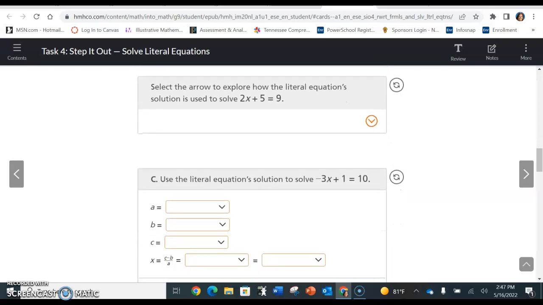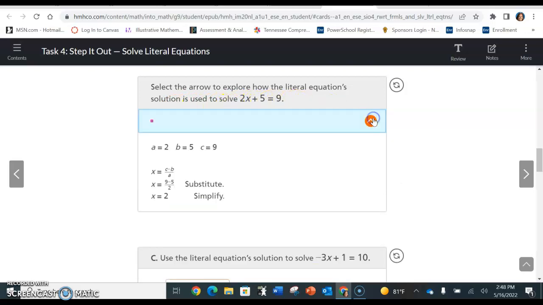All right, so it says select the area to explore how the literal equation solution is used to solve 2x plus 5 equals 9. All right, you can see here that a is 2, b is 5, and c is 9. So if you substitute these numbers in place of the variables, you're going to get the solution to the equation. So x equals c minus b over a. C would be 9 minus 5 over 2. So 9 minus 5 over 2 is just substituting the numbers in place of the variables and then simplifying. 9 minus 5 is 4. 4 divided by 2 is 2.